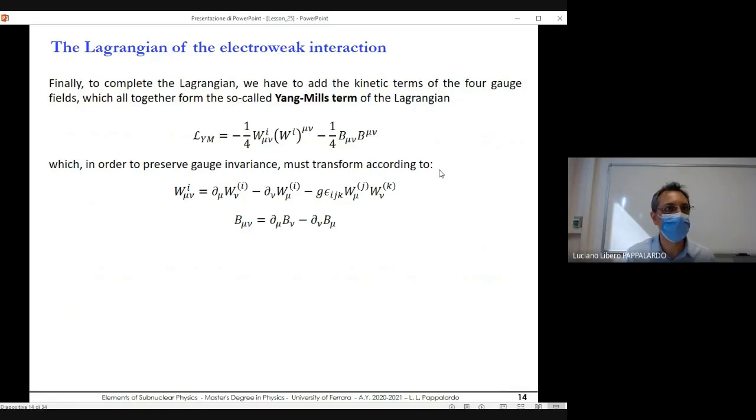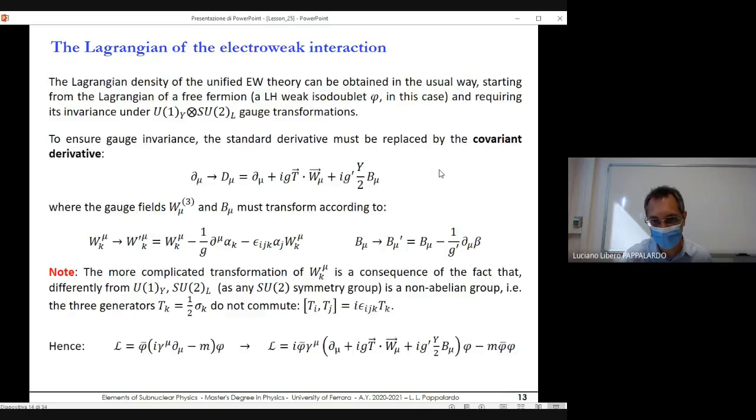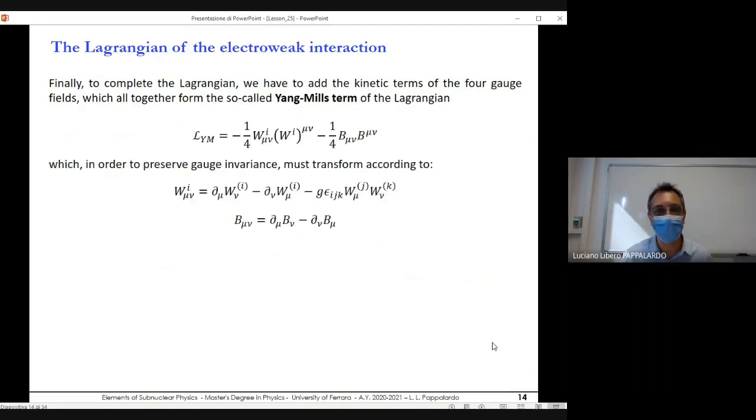So we have the kinetic term of the fermion, which is in the standard derivative. We have the interaction term of the fermion with the W boson, the interaction term of the fermion with the B boson, the mass term of the fermion, and the kinetic term of the gauge boson. Again, to preserve the gauge invariance, these objects also have to transform properly. So B_μν transforms just as the F_μν, the strength tensor of QED.